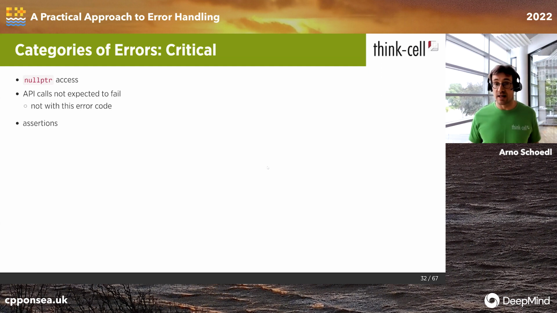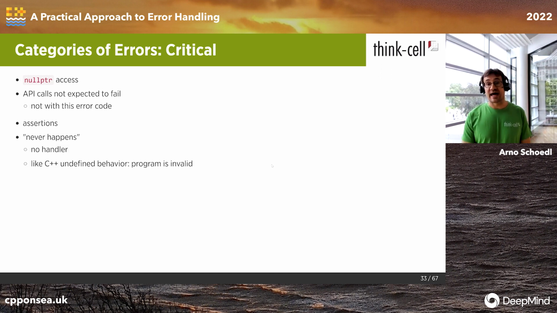Examples are a null pointer access, for example, or an API call that is not expected to fail suddenly failing. Or it's expected to fail, but not with this particular error code. So we wrote a handler that handles a particular error code, but it may not be the right handler for this particular error that's thrown now. Or, of course, you have failed assertions. Also, that would fall under this category.